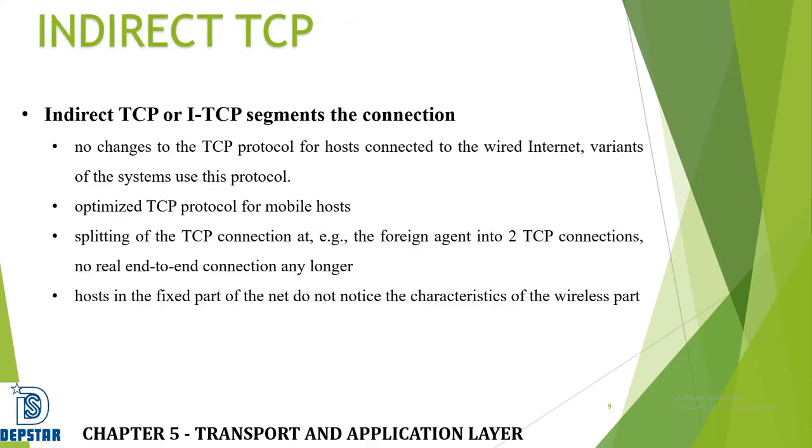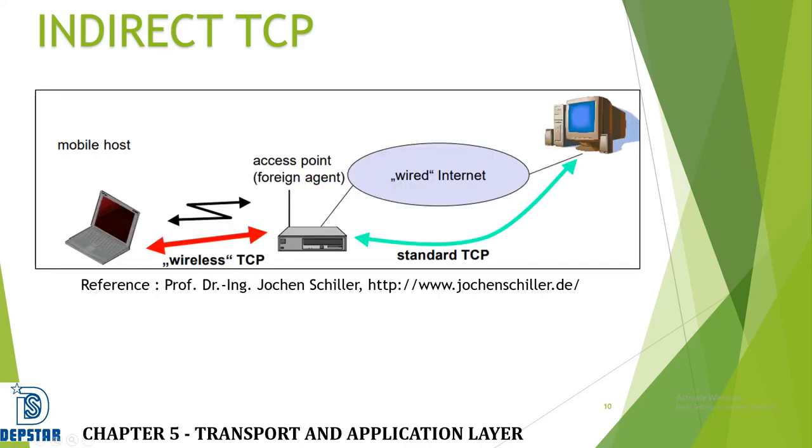Now, let us move towards the third mechanism, that is known as indirect TCP. Here, the mobile host is connected via a wireless link to an access point that is connected to the wired internet. In this figure, it is shown that there is a wired connection between an access point, that is a foreign agent, and the personal PC. At the same time, there is a wireless TCP connection between the access point and the mobile host. Standard TCP is used between the fixed computer and the access point.